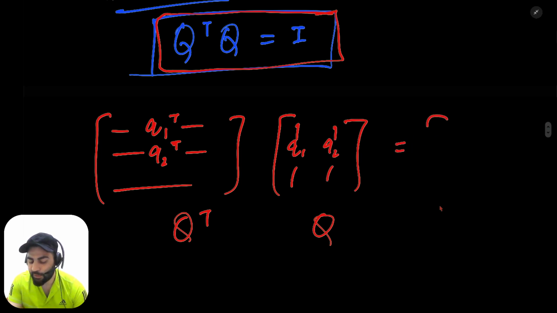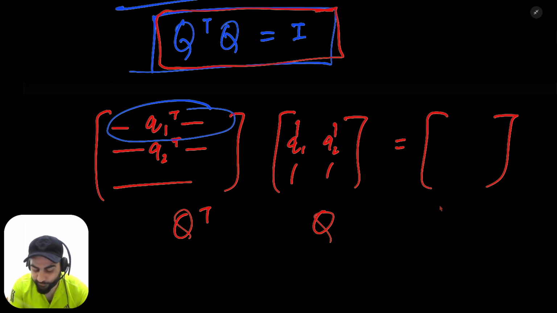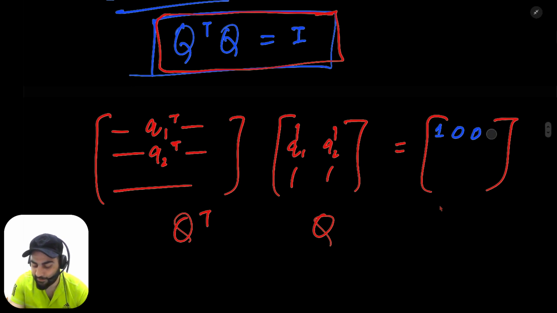If you now multiply these two things together, this whole row will get multiplied to this column. So this will be q1 transpose q1, the first entry. This will be 1, because q1 transpose multiplied by q1 is 1. q1 multiplied by q2 is 0. Now everything will be 0 after 1. Okay, so everything will be 0.